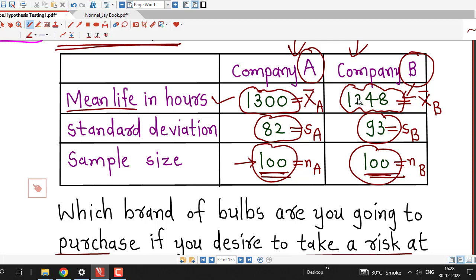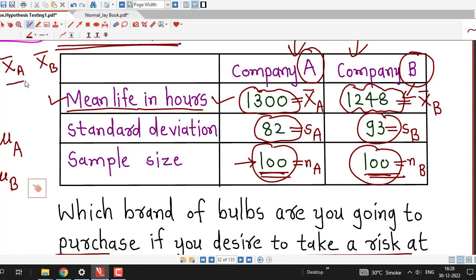We assume that company A is superior to company B because the sample from company A has a higher mean life of electric bulbs as compared to company B. From this information we can predict that electric bulbs of company A might be superior to those of company B. If we consider the mean life in hours for both populations, suppose mu suffix A denotes the mean life in hours of all the electric bulbs of company A and mu suffix B denotes the mean life in hours of all the bulbs of company B, and we are given sample means X A bar and X B bar.